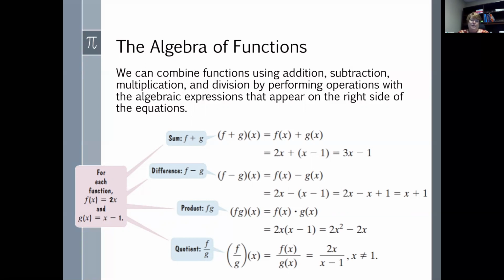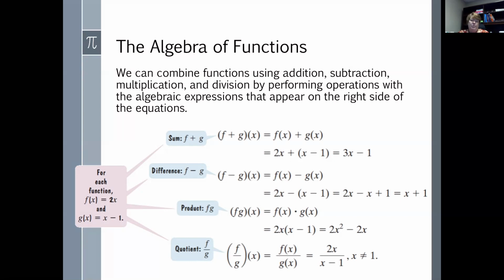Now the problem with the difference function is that we make sign errors. We forget that we're going to distribute that negative across everything on the inside of parentheses. So just be aware of that and be careful that when you're subtracting an algebraic expression from another algebraic expression, you distribute the negative across everything on the inside of parentheses. The product function, you just multiply the two functions together. So fg of x is f of x times g of x, and you're going to use the distributive law or FOILing to find that product.